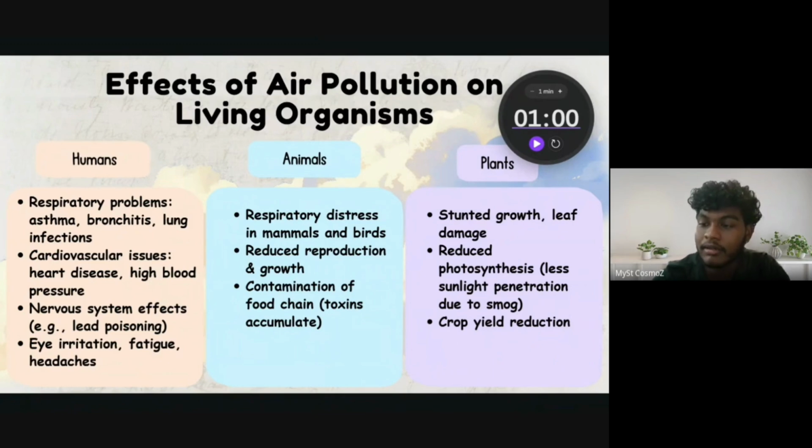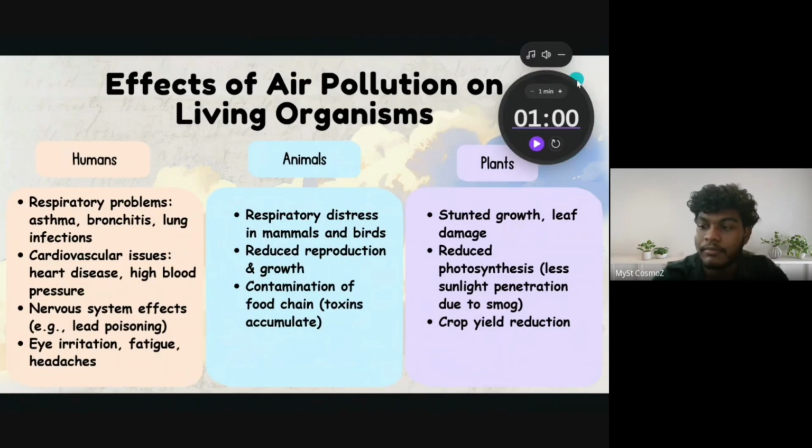Polluted air can cause respiratory problems such as asthma, bronchitis, and lung infection. Long-term exposure to harmful gases and particles may also lead to cardiovascular disease like heart disease and high blood pressure. Furthermore, toxic substances such as lead can affect the nervous system, resulting in serious neurological damage.